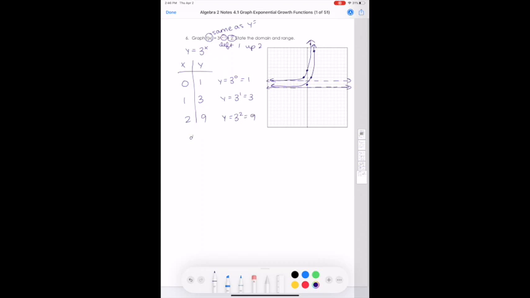Last part, domain and range. Domain, of course, is all real numbers. You should know the drill by now. And the range, y is greater than 2.